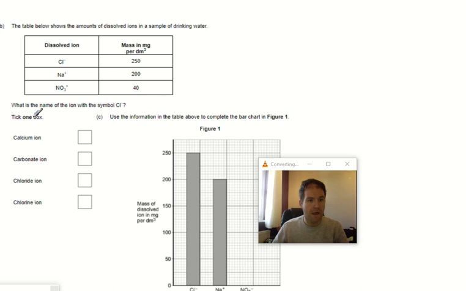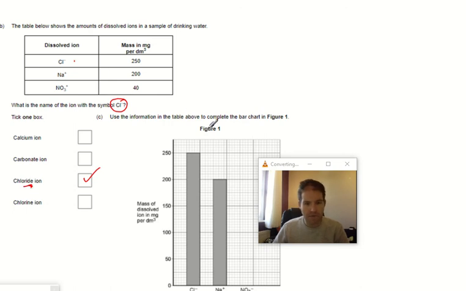Okay, next question. We've got mass in milligrams per decimeter cubed: Cl minus, Na plus, NO3 minus. Okay, we've got these ones here. What is the name of the ion? Cl minus, this ion. Cl is chlorine, but chlorine is not the name of an ion, so it's chloride. Chlorine is the name of the element, chloride is the name of the ion.